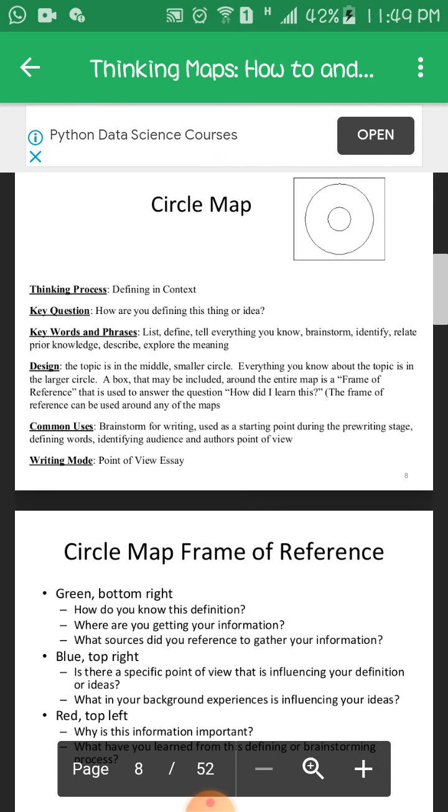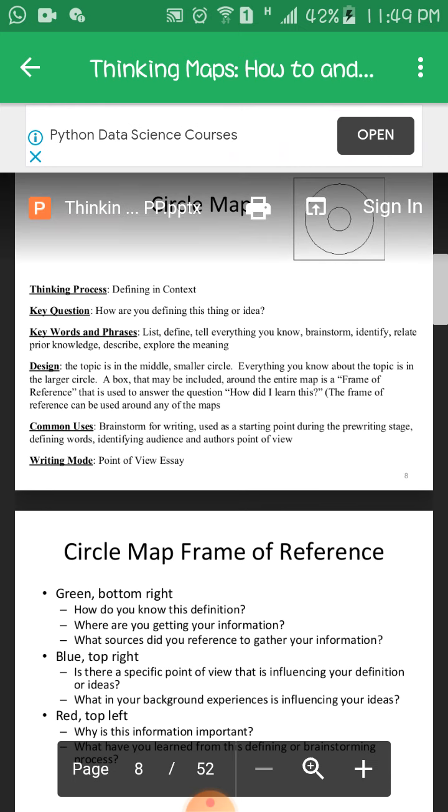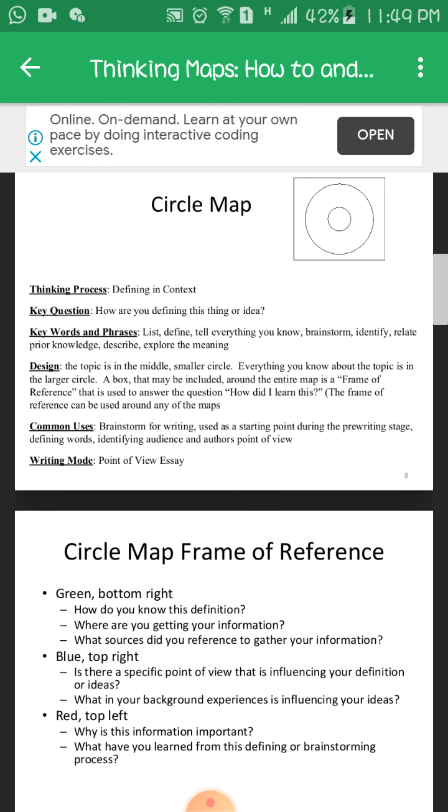Key question: how are you defining the thing or idea? Key words and phrases: list, define, tell everything you know, brainstorm, identify, relate, prior knowledge, describe, explore the meaning. Design. The topic is in the middle. Smaller circle. Everything you know about the topic is in the larger circle.